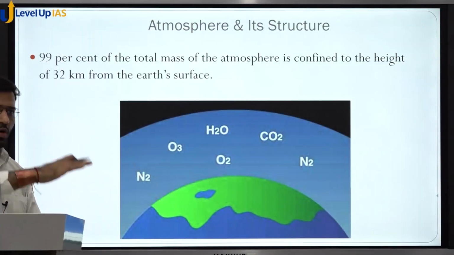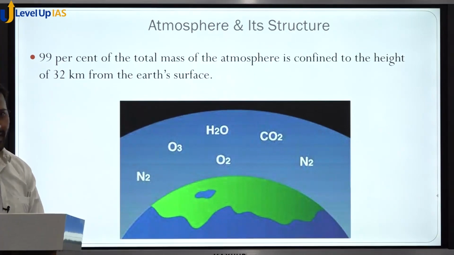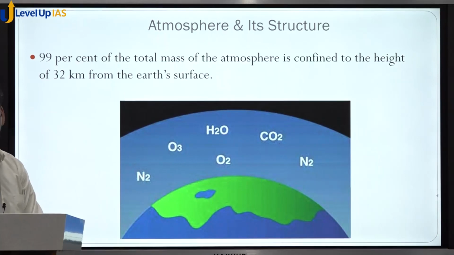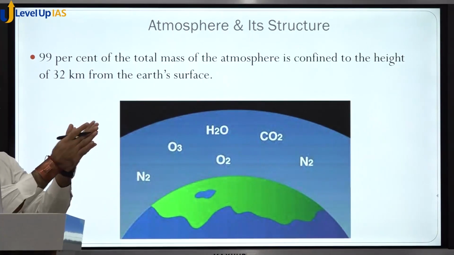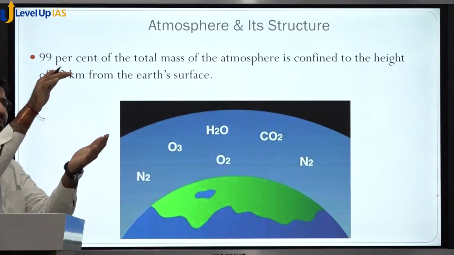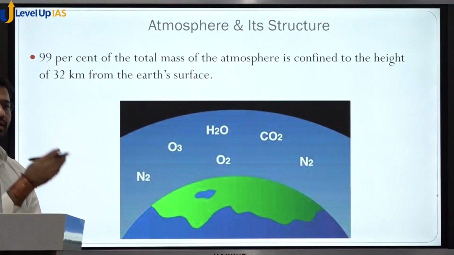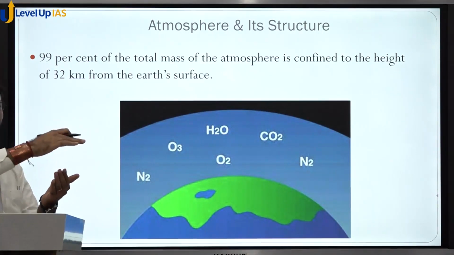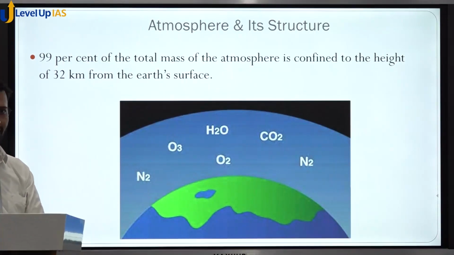Okay, so from bottom to top, the atmosphere is divided into various layers. So what are these various layers? Let us understand. The basic atmospheric structure: 99% of the total mass of all the gases is confined only up to 32 kilometers. So the atmosphere is denser only up to 32 kilometers. After that, the atmosphere starts getting rarefied and rarefied and rarefied.